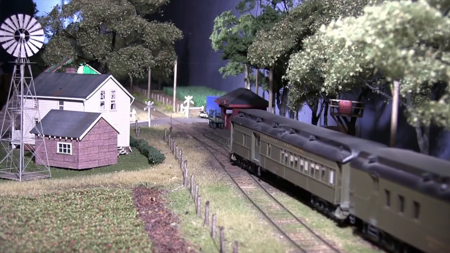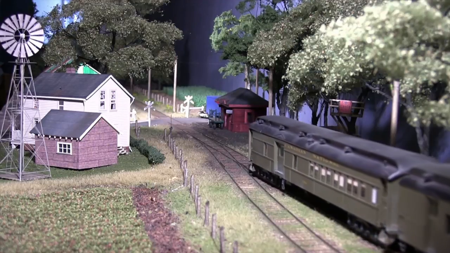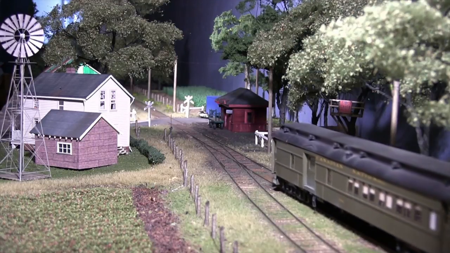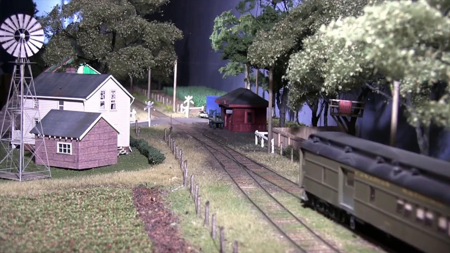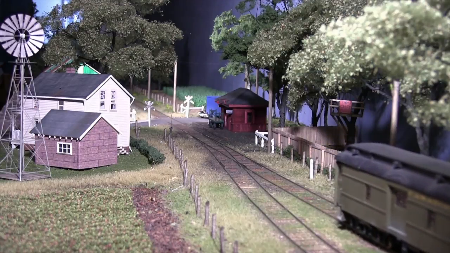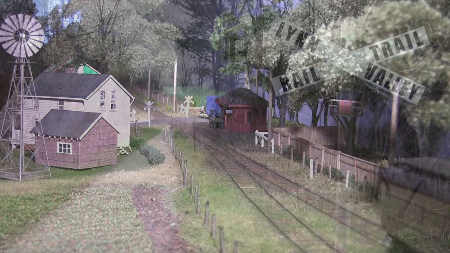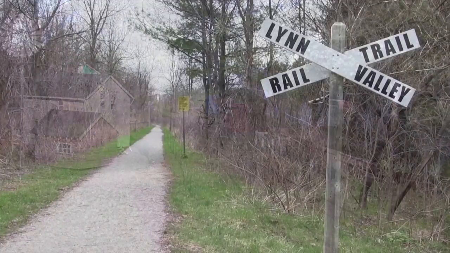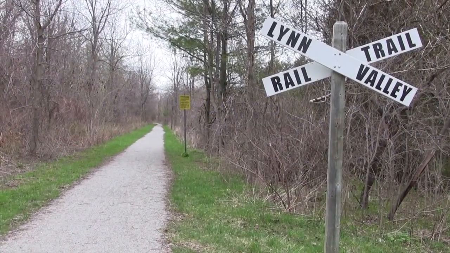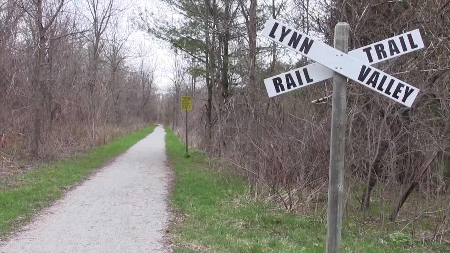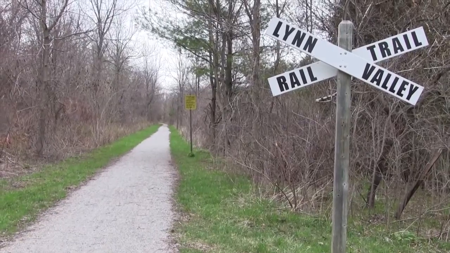To break up the vast expanses of farmland and provide a different modeling challenge, I separated the two towns on my layout with a stretch of track that follows a river course through a forest. To learn how to effectively model this, I paid a visit to the Lynn Valley Rail Trail, built on a segment of the roadbed over which my prototype ran more than 60 years ago.